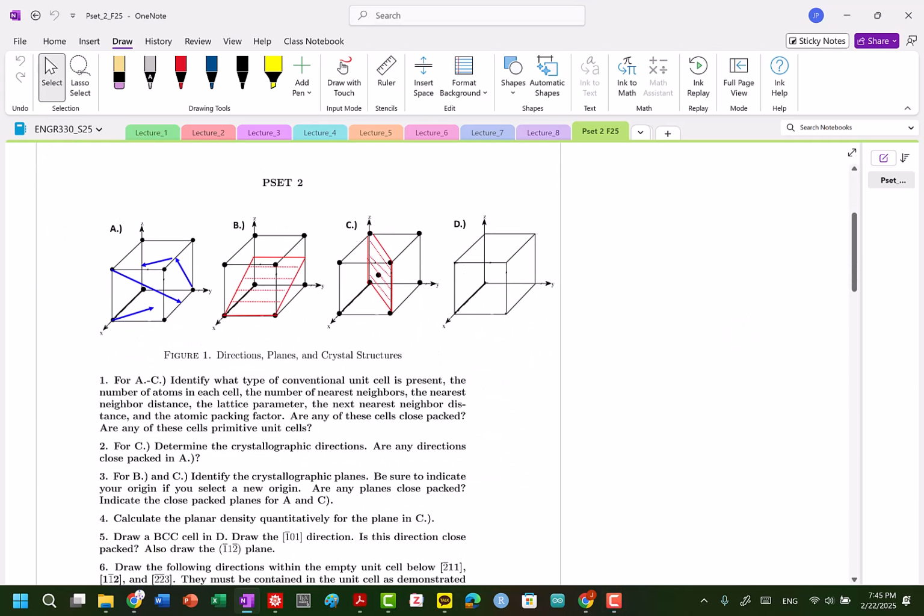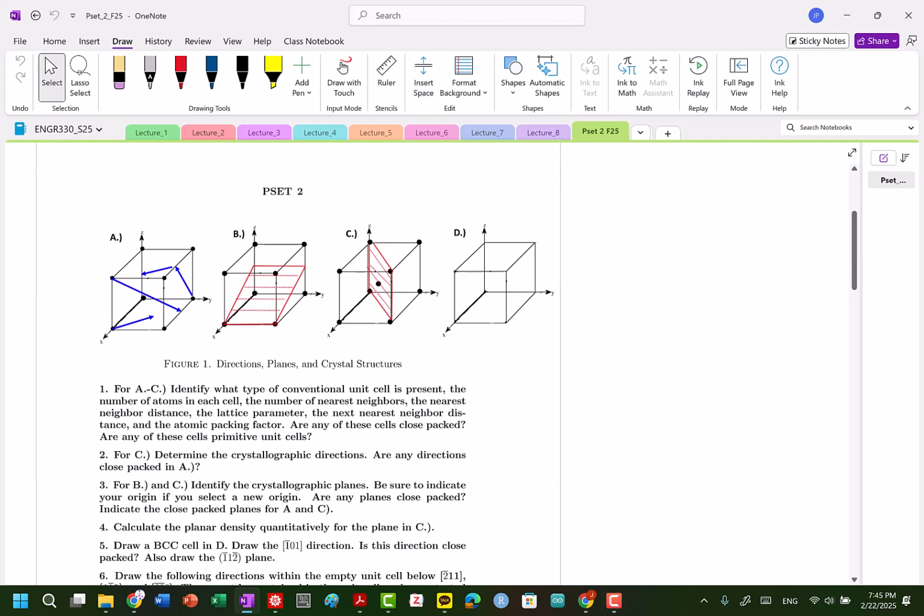All right, everyone, we are back, and we are going to go through our P set 2 solutions. A through C, what type of cell? Simple cubic and BCC. Let's see. Number of atoms, 1. The answers will be the same for both.